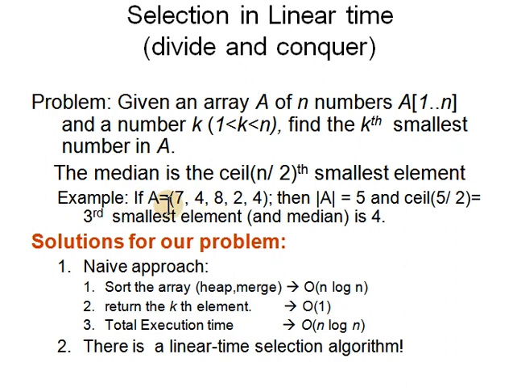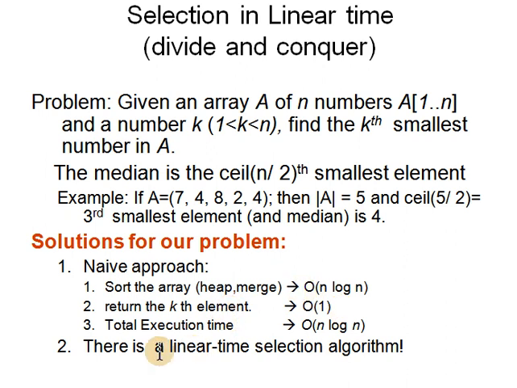So if A is 7, 4, 8, 2, 4 and the size of A is 5, the ceiling of 5 by 2 would be third. The third smallest element would be 4. The naive approach would be to sort the array using heap sort or merge sort in n log n time, then return the kth element in order one time. The total execution time would be n log n.